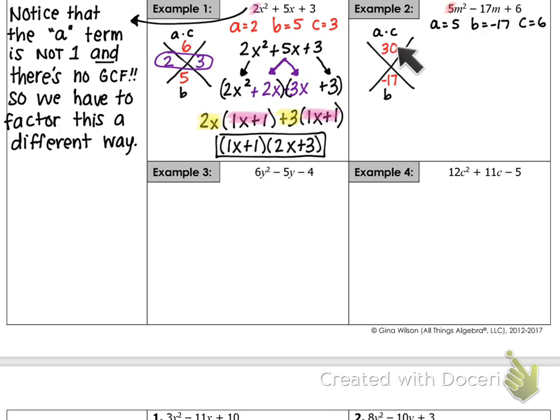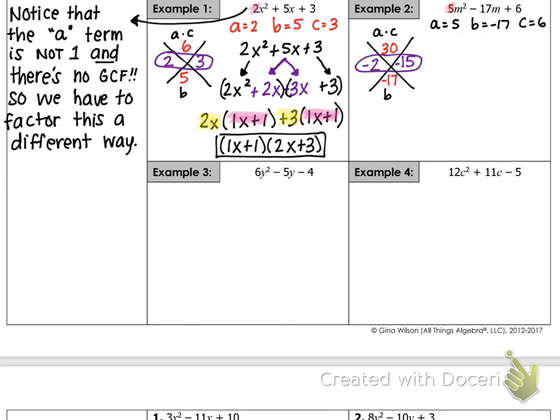Again, what multiplies to 30 and adds to negative 17? 2 and 15. If you're not sure, all you have to do is start dividing this 30 by numbers. So divide by 2, divide by 3, divide by 4, until you find something. So we know that when we divide it by 2, 2 times 15 is 30, but if we make both of them negative, they make a negative 17.